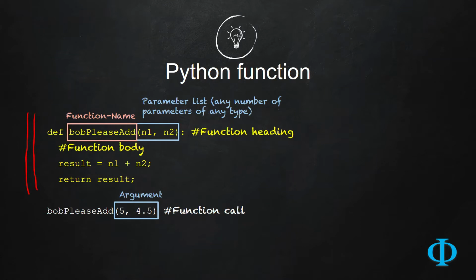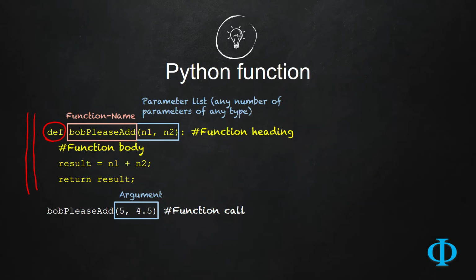Whenever you want to implement a Python function, you have to use this def keyword first, that is def. Def means you are telling the Python interpreter that, well, I am about to implement a function.